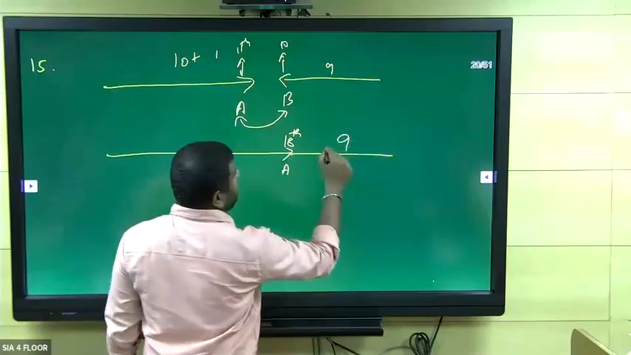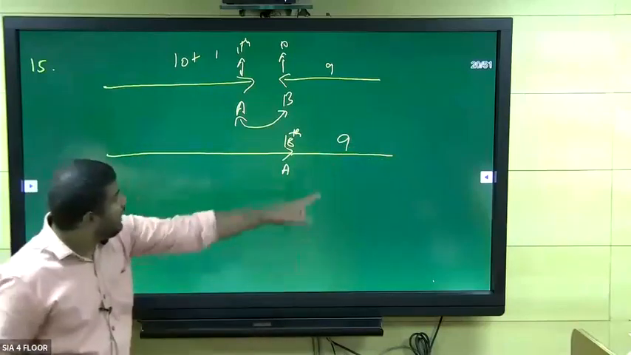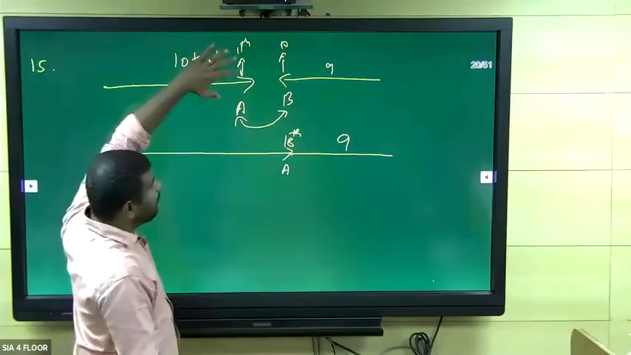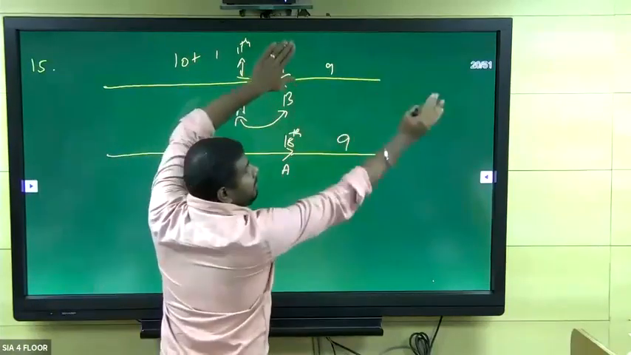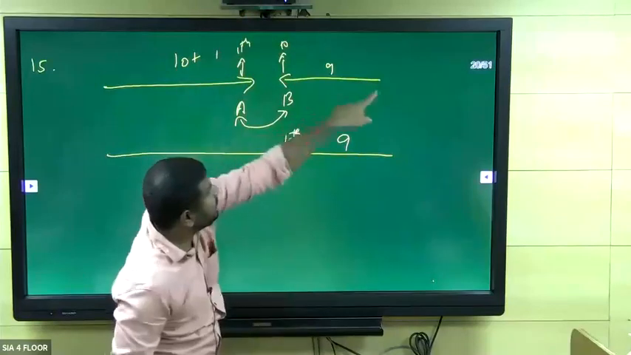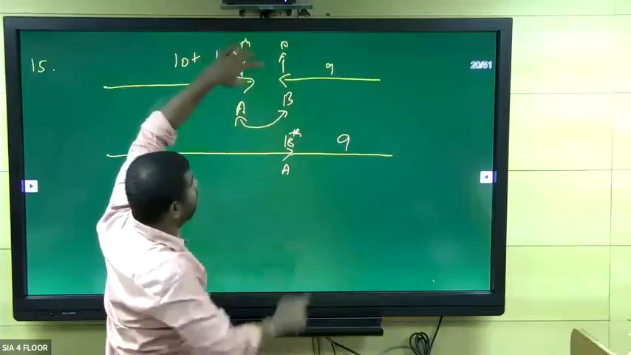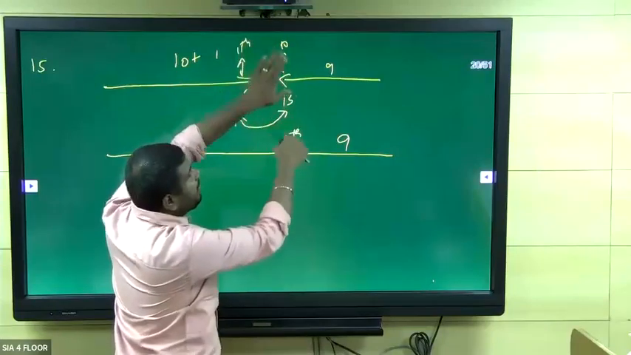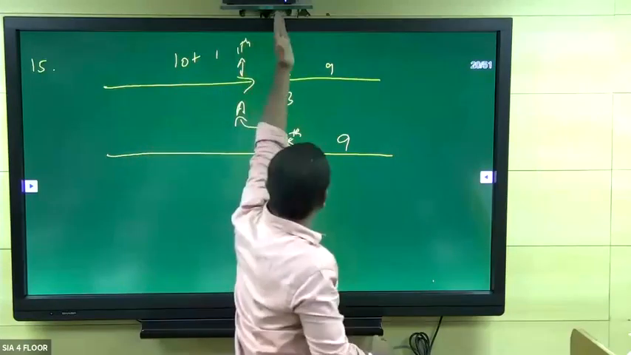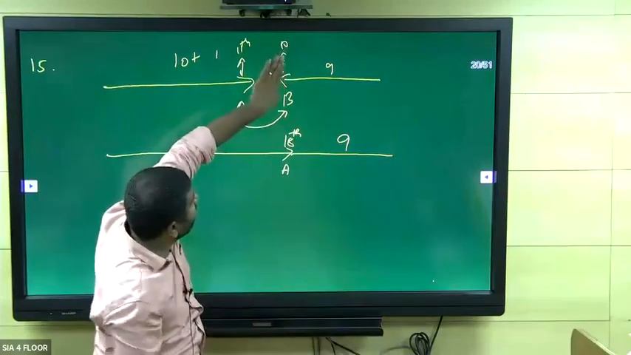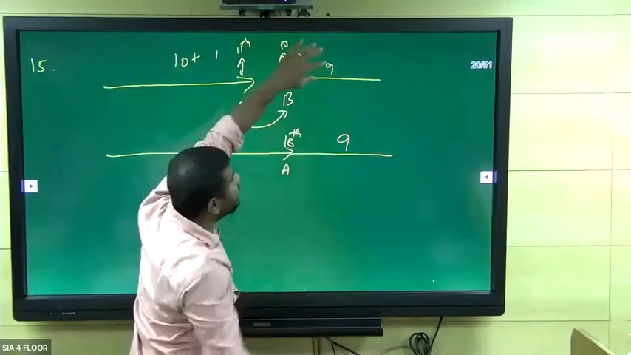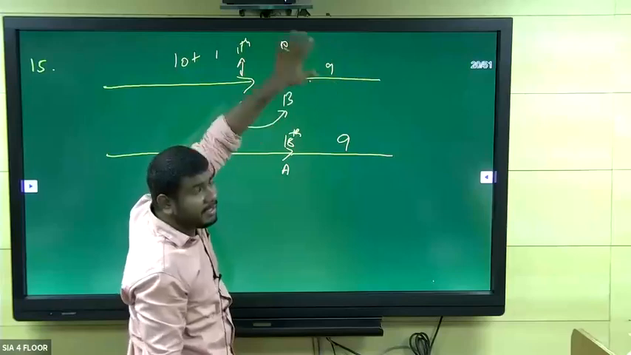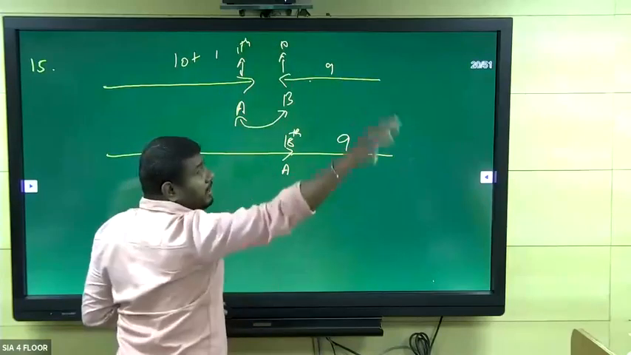And listen, here 9 persons are there, because we are only interchanging A and B, not all these 9 persons from the right. Clear? B is 10th from the right. We should consider up to here only, A and B. These 9 people we need not change. The 9 persons are sitting to the right of B.